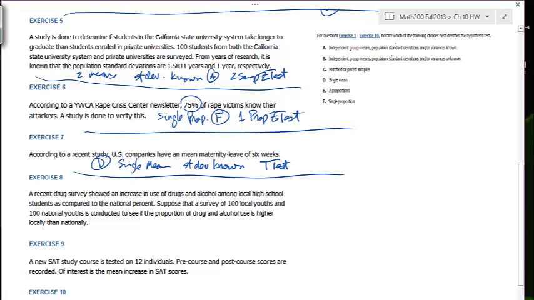Number 8, drugs shown increase of drugs and alcohol among high school students compared to national percent. So they check the local youth and national youth, see if the proportion is higher locally than nationally. So this looks like it's going to be a 2 proportion test. So that's choice E. And in your calculator, you would use the 2 prop Z test.